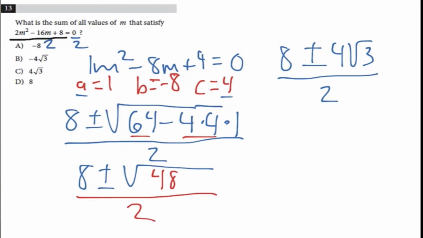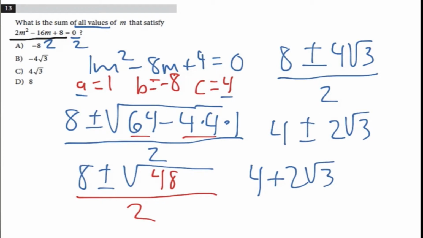And that simplifies to 4 plus or minus 2 root 3, which means that our values, there are two of them, are 4 plus 2 root 3 and 4 minus 2 root 3. And they're asking for the sum of those values, so we're going to add 4 plus 2 root 3 to 4 minus 2 root 3.